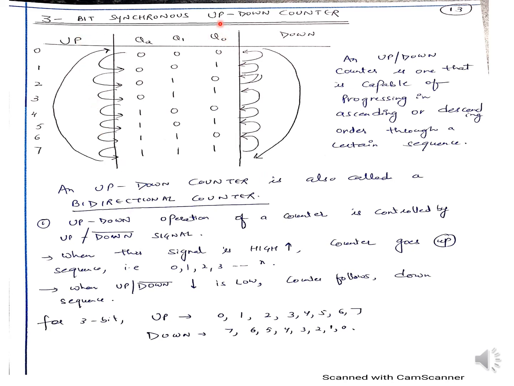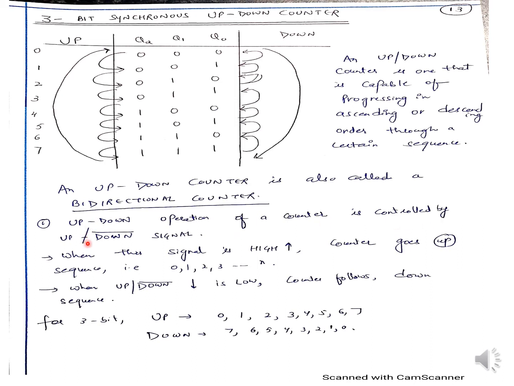So that means there is a design, there will be one counter and it will perform two functions, up and down. I have written here for explanation: an up-down counter is one that is capable of progressing in ascending or descending order through a certain sequence. An up-down counter is also called a bidirectional counter. Why bidirectional? Because it is going to count in both directions, up and down.